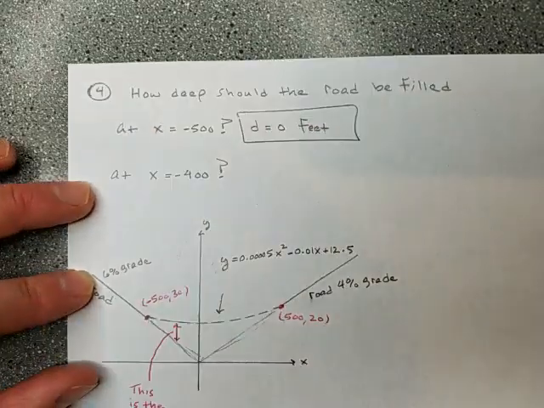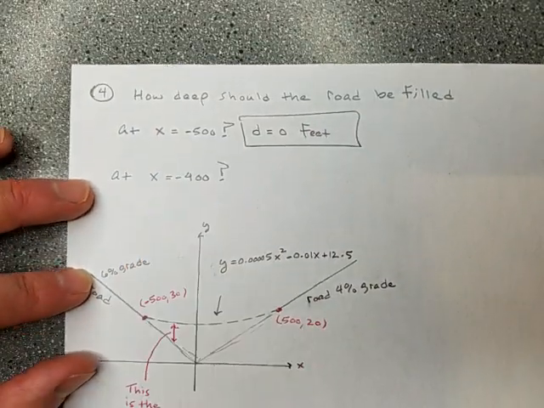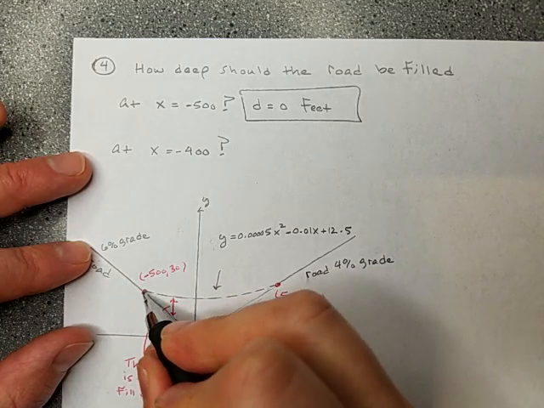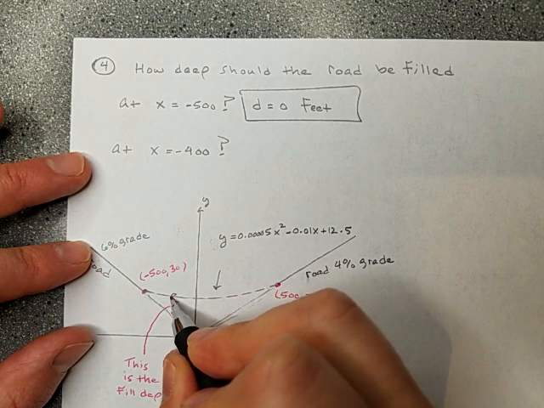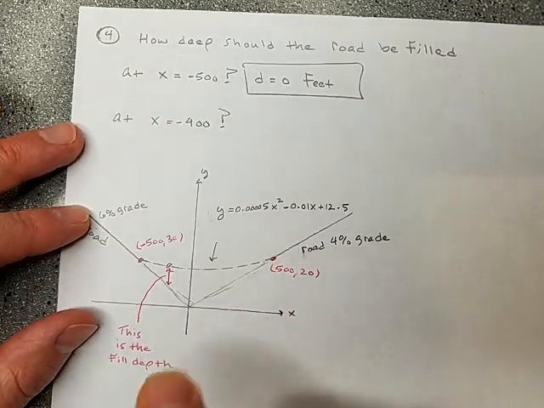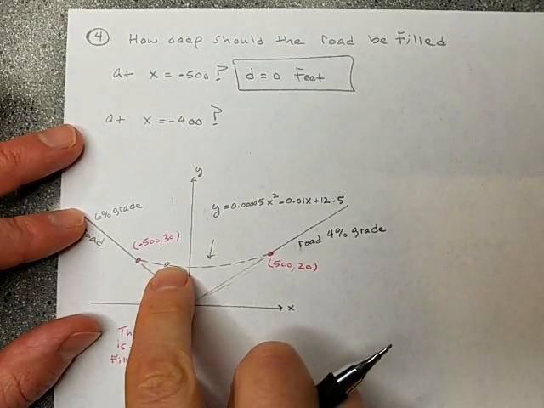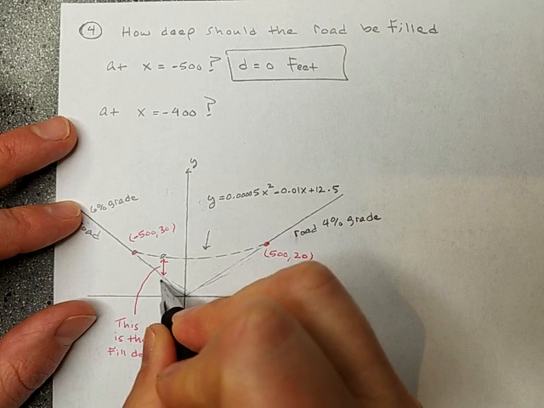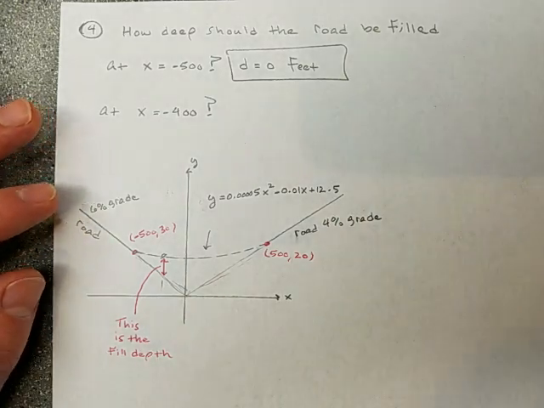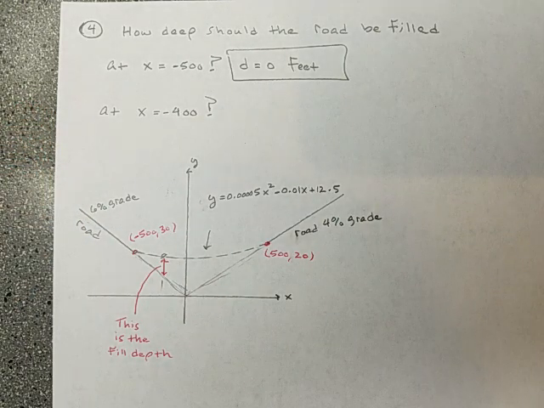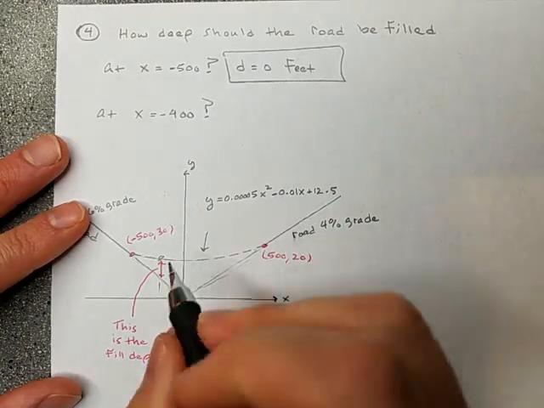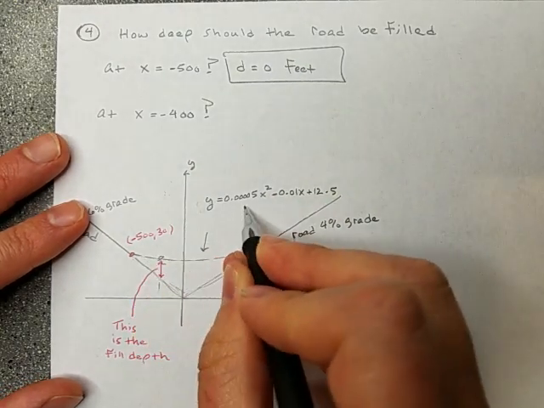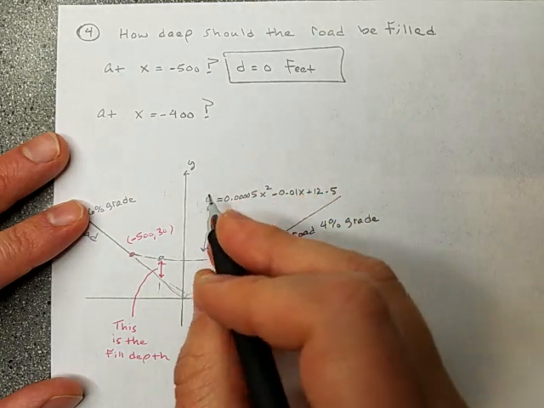Okay, but what about that one? What if at position negative 400? Well, if that's 500 feet to the left, somewhere over here, I need to find the y-coordinate of that point minus however high up this is. Okay? All right, so to find the y-coordinate of this point, we'll put negative 500 in there.